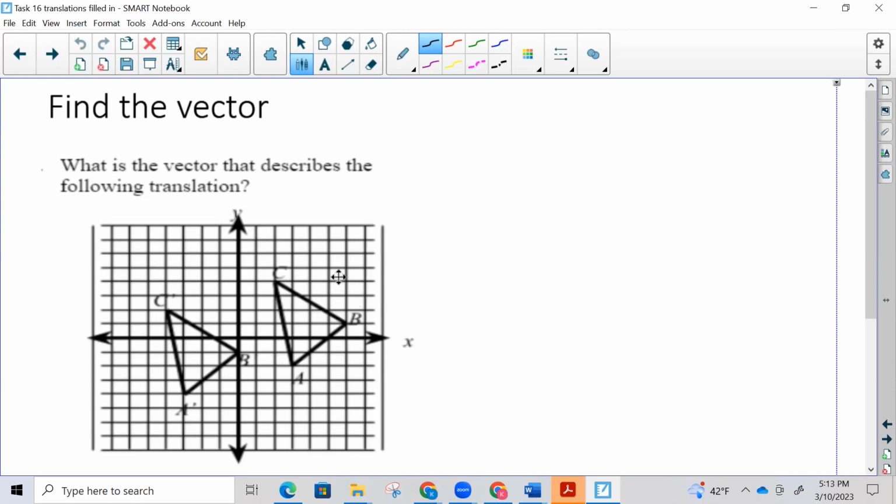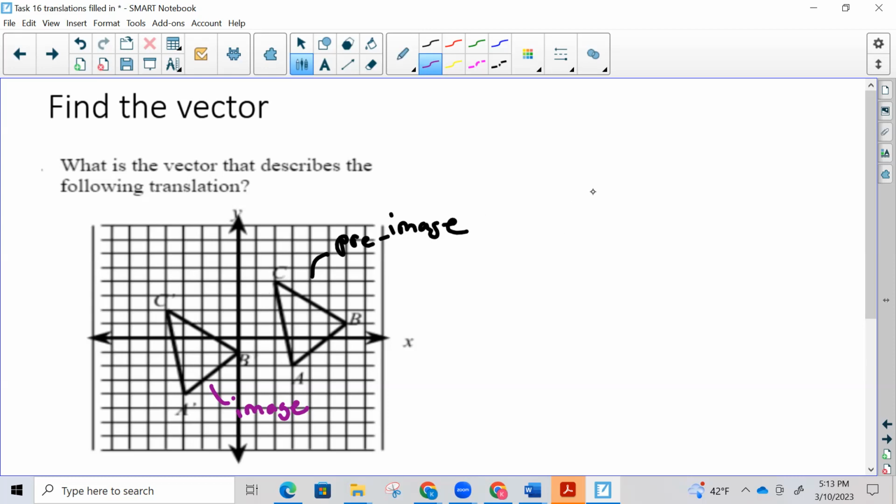So in order to find that, we always have to start with the pre-image. The pre-image is the one that does not have the apostrophes on the letters. So this is my pre-image and this is my image. And when we count, we always count from the pre-image to the image when we write the vector.